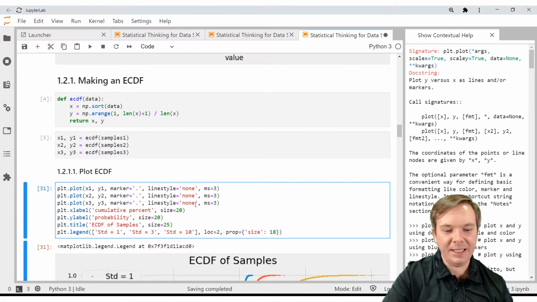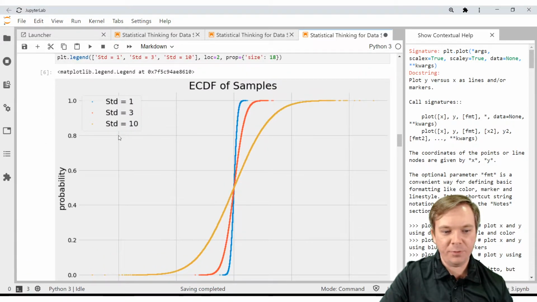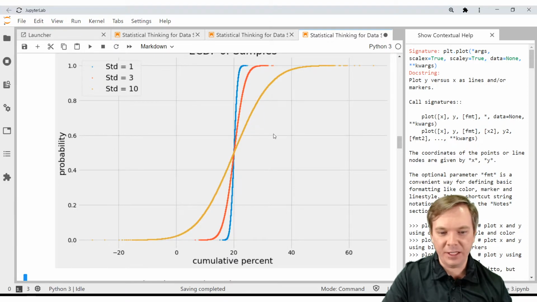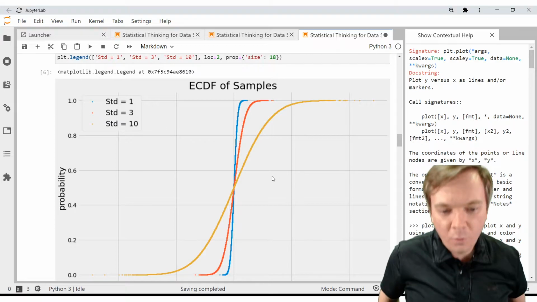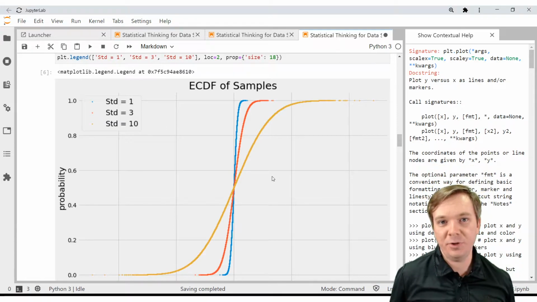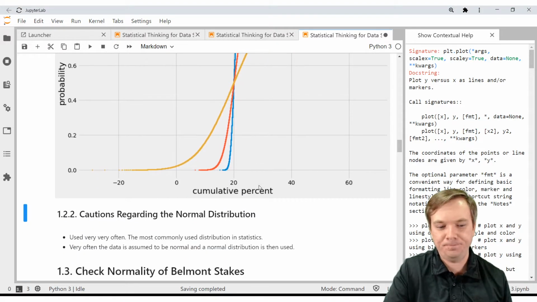And now we're going to plot each ECDF, okay? So we can see here we have a standard deviation of 1, 3, and 10, and these are the ECDFs for each. Now remember, these are all in fact normal distributions because we plotted them using a normal distribution function. So we do know that these are all in fact normal.